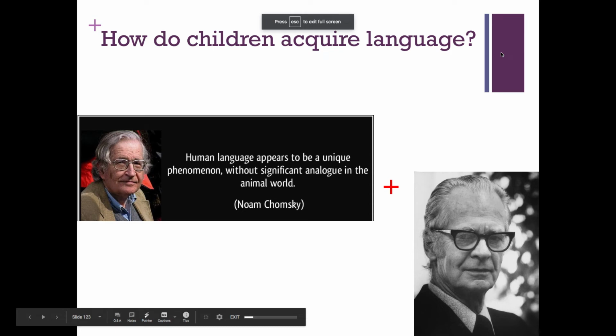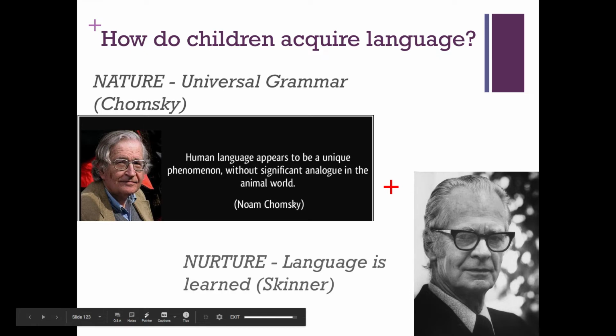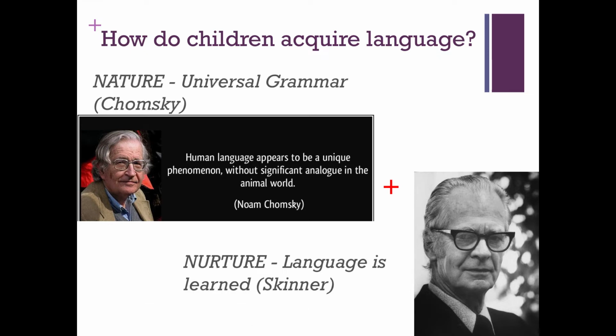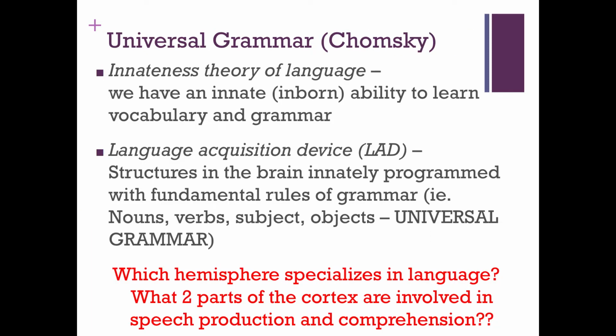This video is going to cover how children acquire language. And in order to understand language acquisition, we have to understand that both nature and nurture are working together. So the innateness theory of language, or the nature explanation, has been popularized by Noam Chomsky, who argues that we have an innate or an inborn ability to learn vocabulary and grammar. Support for this is that we have structures in our brain that are programmed with fundamental rules of grammar.